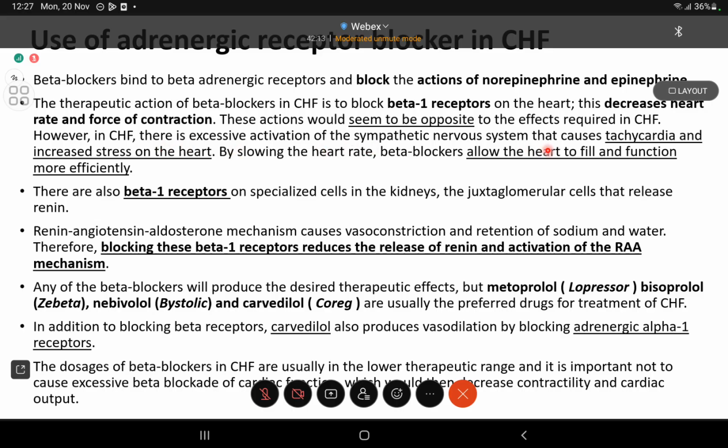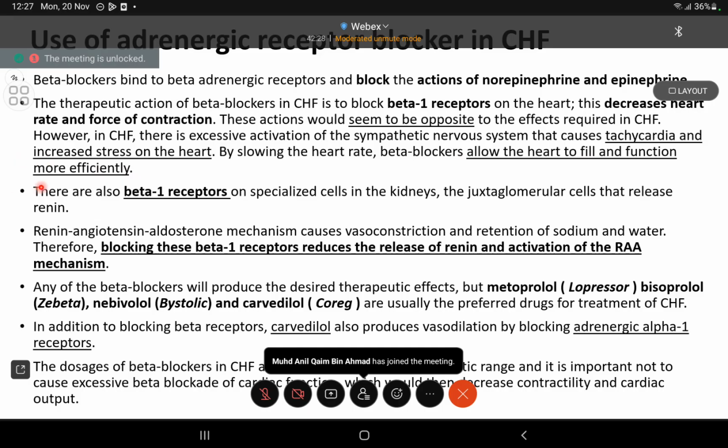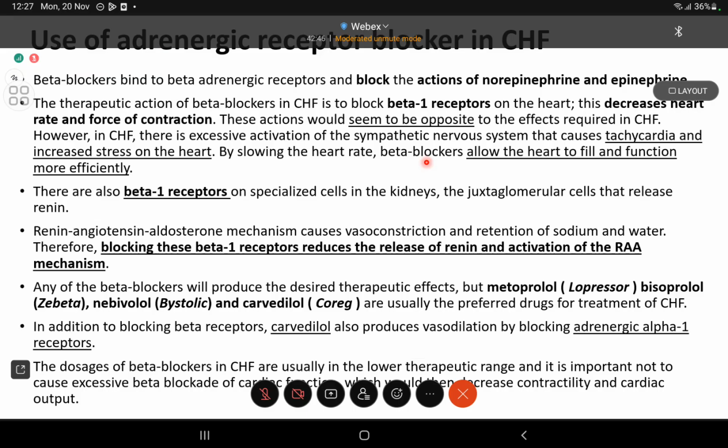Actually, the purpose of blocking the beta 1 receptor is to try to reduce the stress. It allows the heart to fill and function more effectively because you are slowing the rate. Do you still remember that day I mentioned if your heart is pumping very fast, even though the number of pumps is increased, it's not effective? Why? Because the heart is not fully pumping out the content, meaning the blood from the heart.